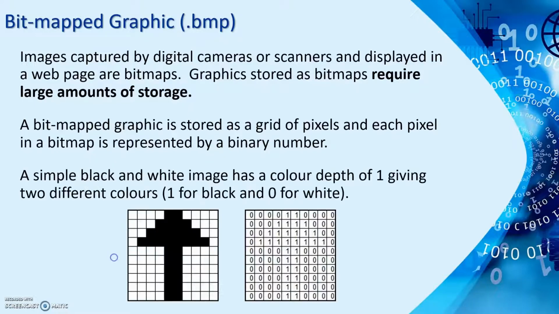Memorize it. For example, a simple black and white image has got a colour depth of 1. That means you only need 1 bit to represent the colour, because we can say it's either a 1 if it's black or a 0 if it's white. Simple as that. Colour depth of 1. We only need 1 bit to show whether it's black or white, each pixel.